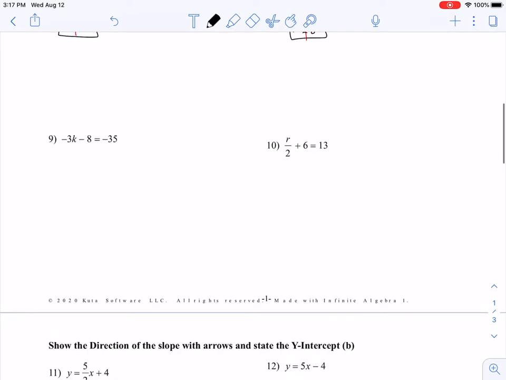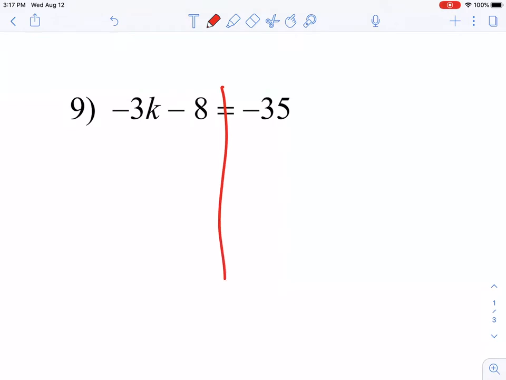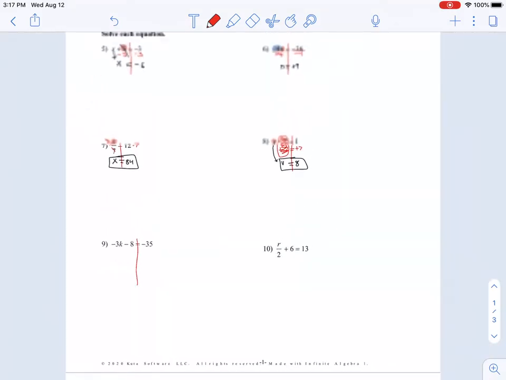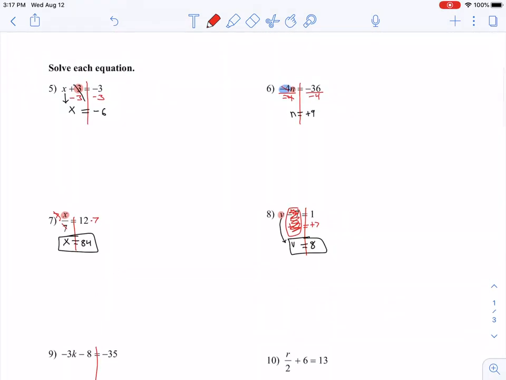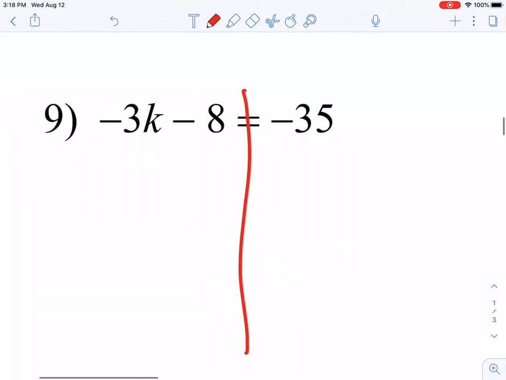All right, couple quick two-step equations. For these, we're going to do what we just did up here on numbers 5, 6, 7, and 8, but we're going to do two things in one problem. So I need to move both the -3 and the 8 in order to get k by itself. So k is what I need to get alone. Right now it has a -3 hanging out with it, and that's multiplying. It has a -8 hanging out, and that is subtracting.